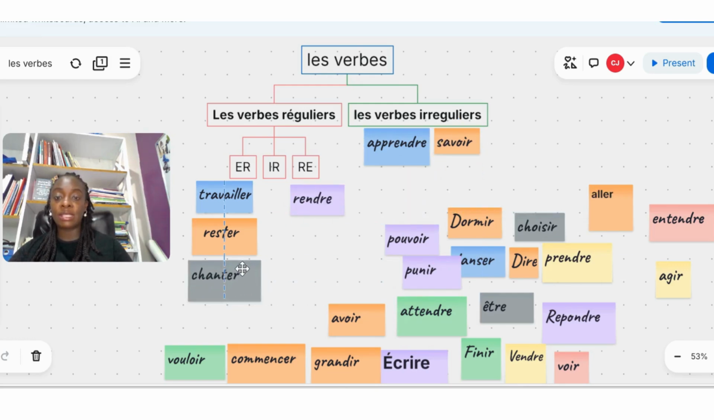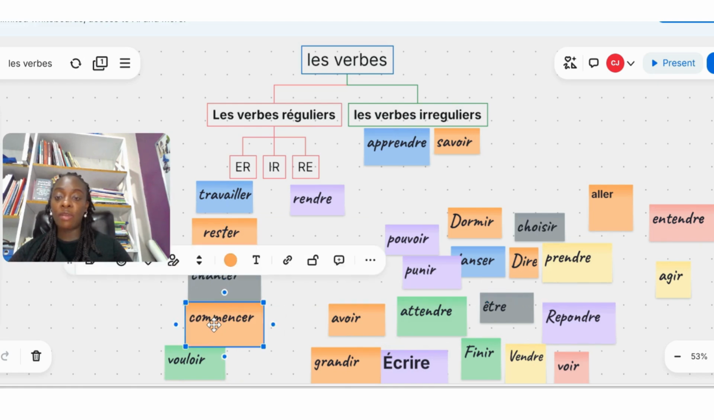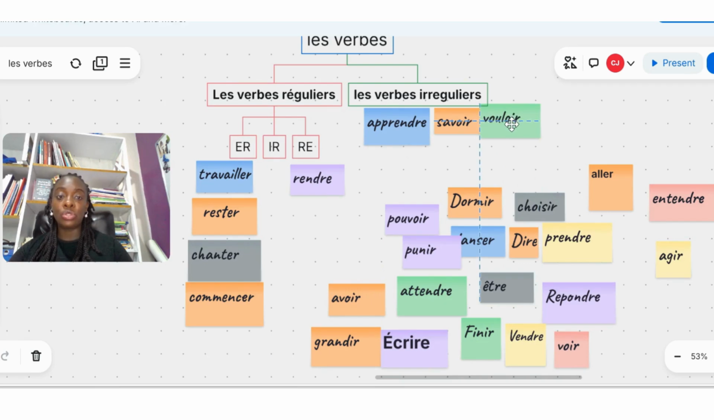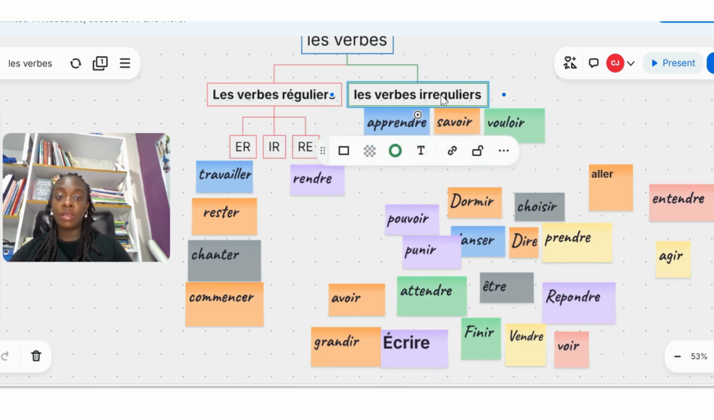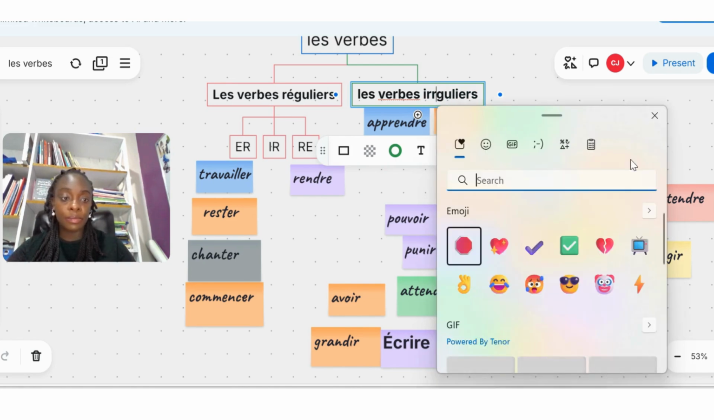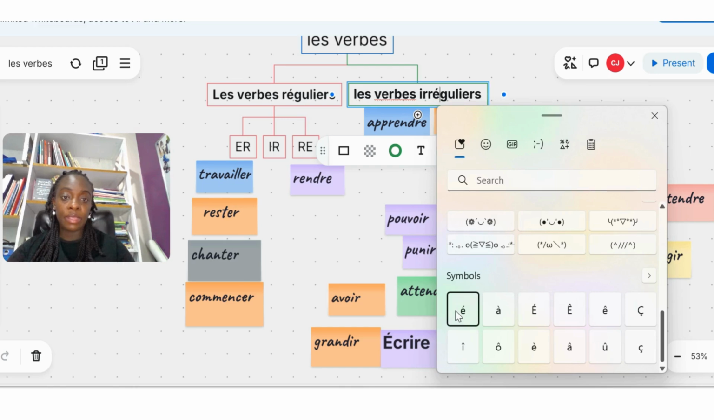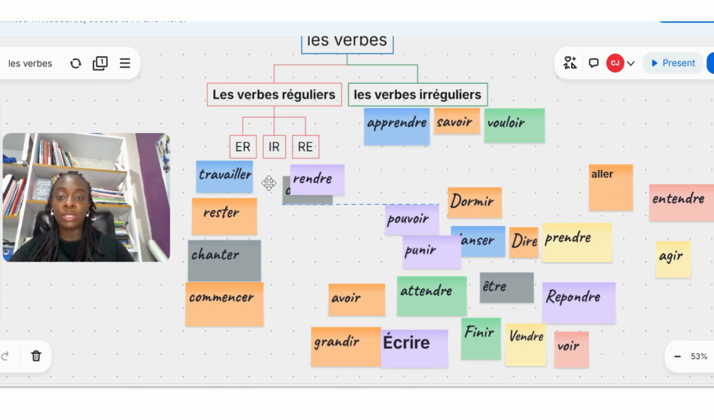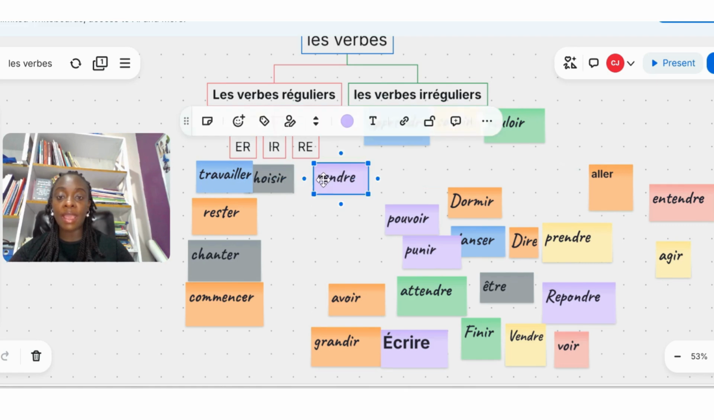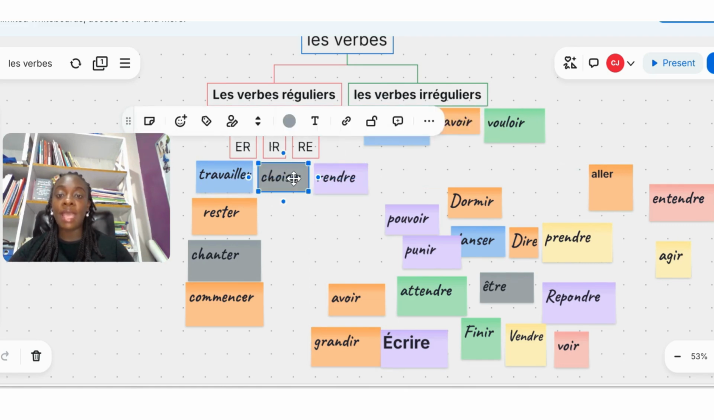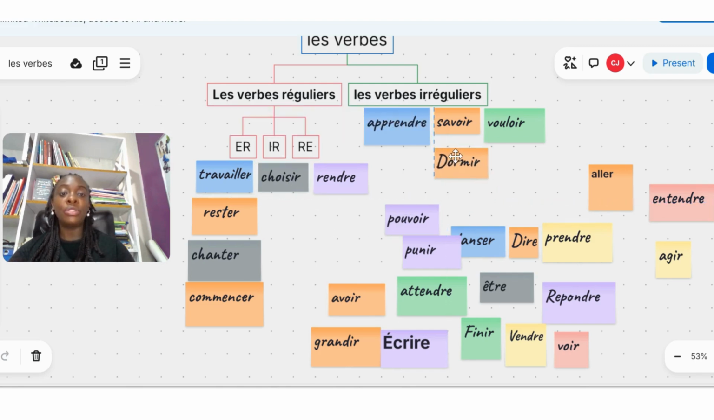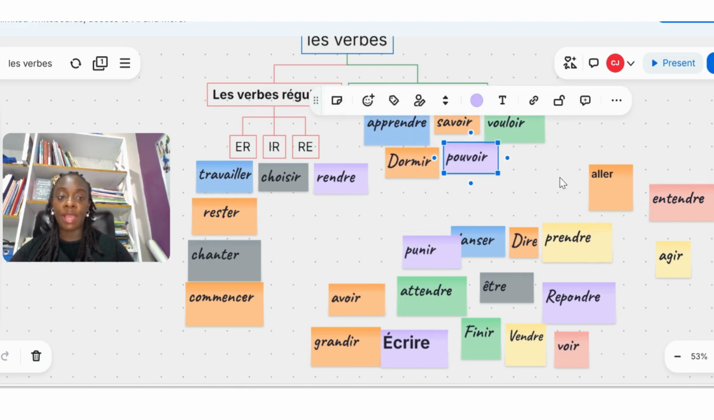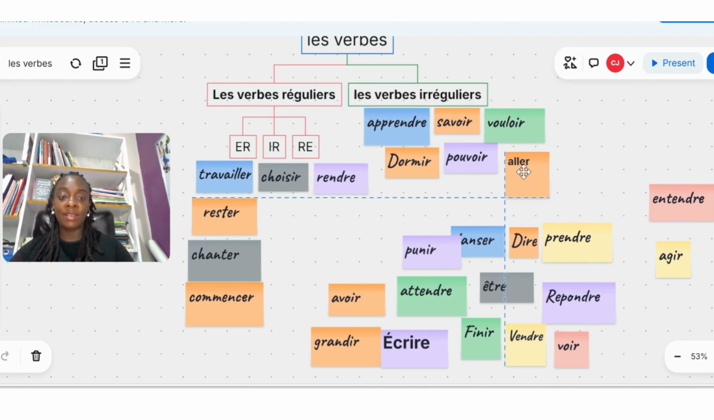Chanter is regular because it's ending in ER. Commencer ends in ER, so it's going to go there. Vouloir is irregular, so it's going to go under le verbe irrégulier. I need to put an accent on the E. Okay, and then we have choisir. Choisir is a regular IR verb because it ends in IR. Dormir is irregular. Pouvoir is irregular. Aller is irregular.